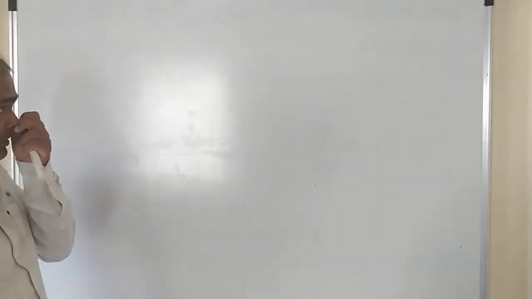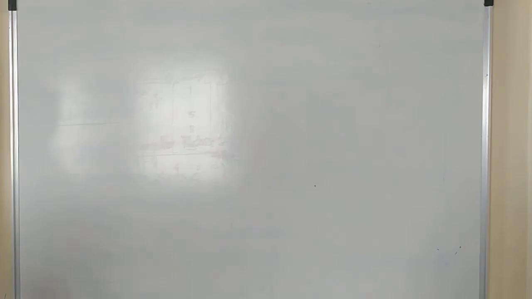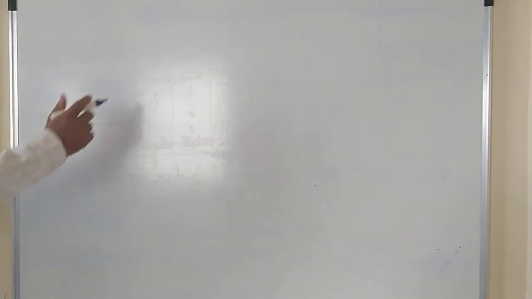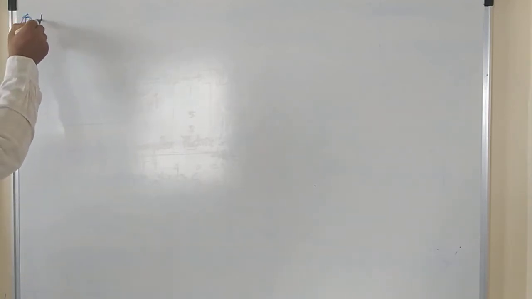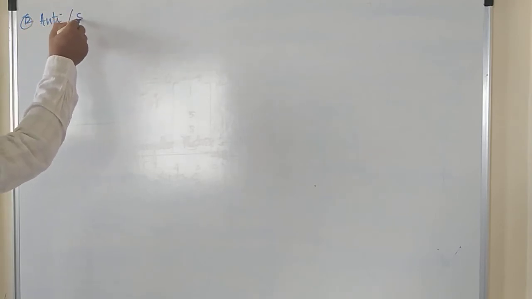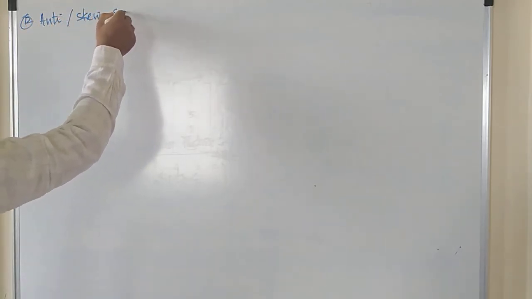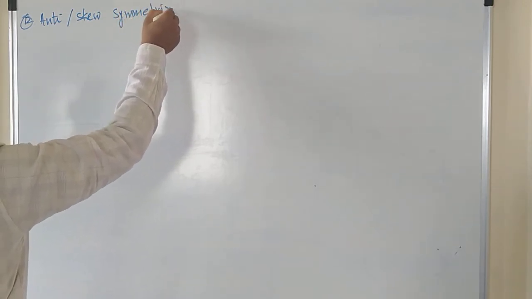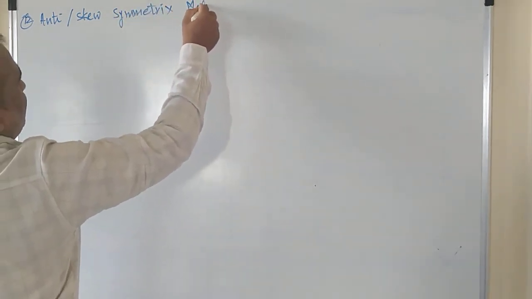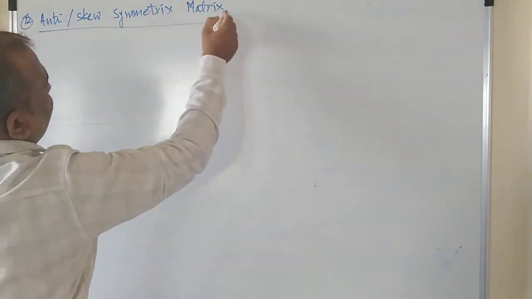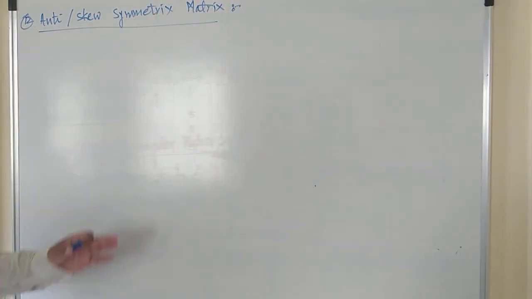Anti-symmetric matrix, or a skew symmetric matrix. The next type of matrices is the anti-symmetric matrix. It is called a skew symmetric matrix. One more thing I forgot to mention about the symmetric matrix, that I will tell you later on.